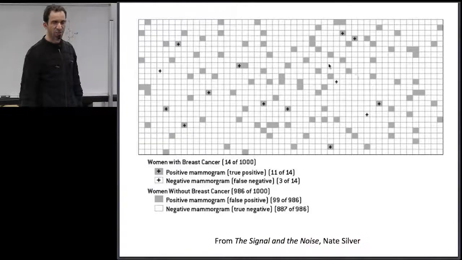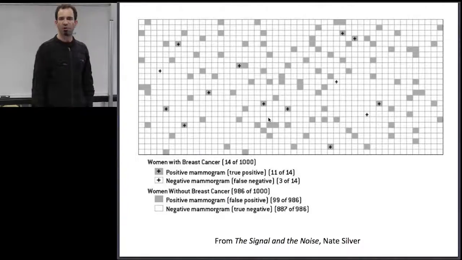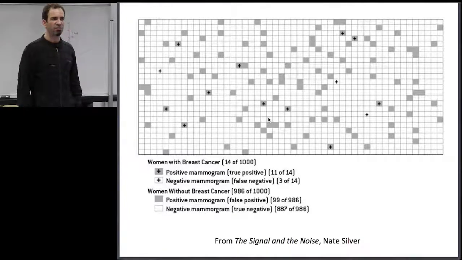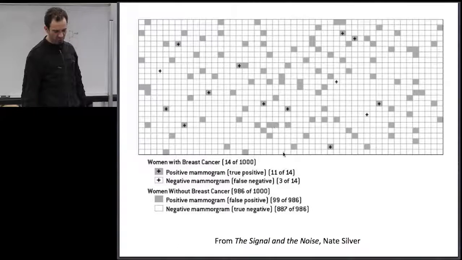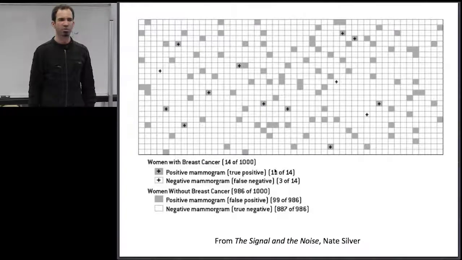Even though we catch most of the ones that are actually there, because most women don't have cancer, even a very low false positive rate completely swamps the true positive rate. And so we end up with false positives, 99, and true positives, 11. So we're actually much more likely to get a false positive. Make sense? Okay, now we're going to do the math.